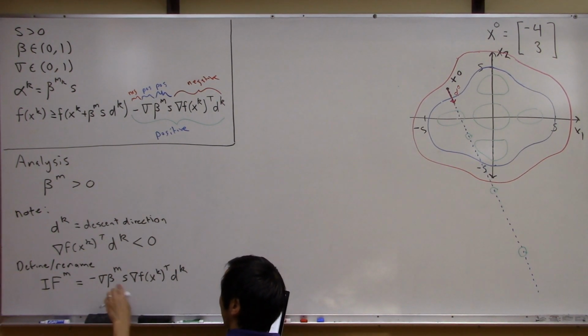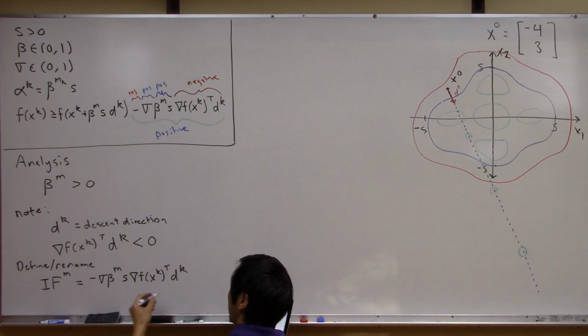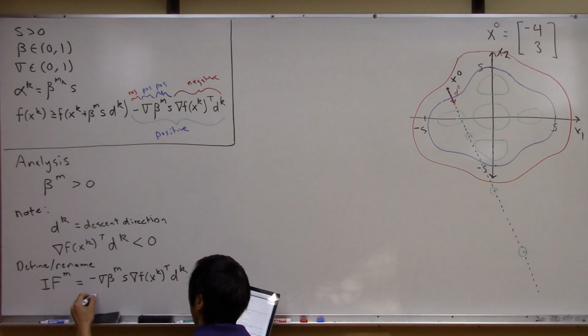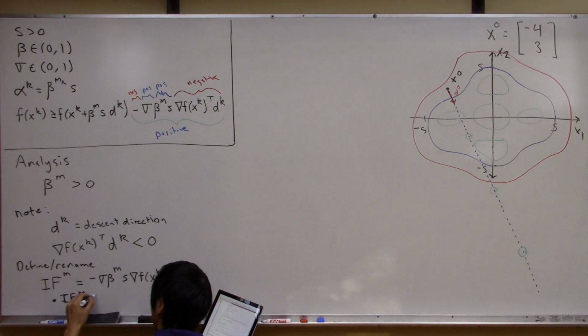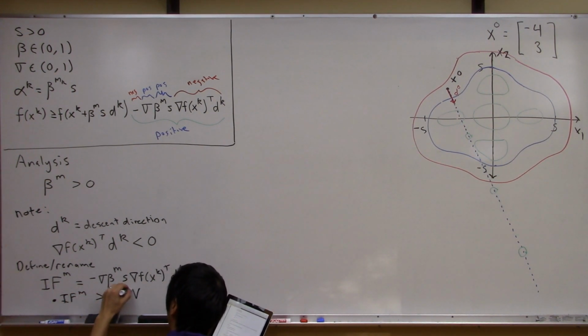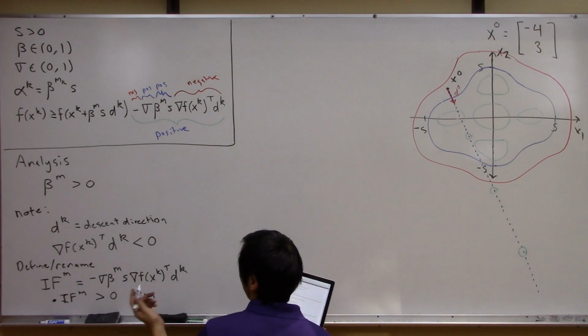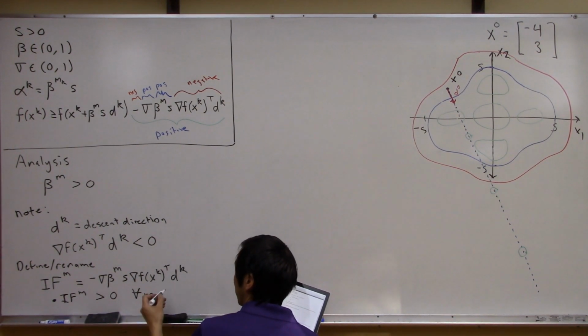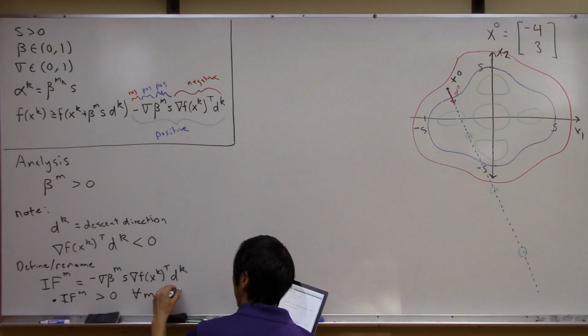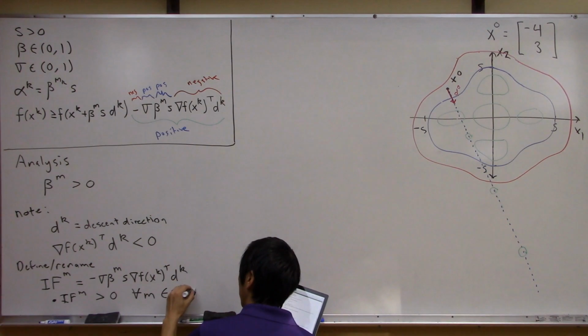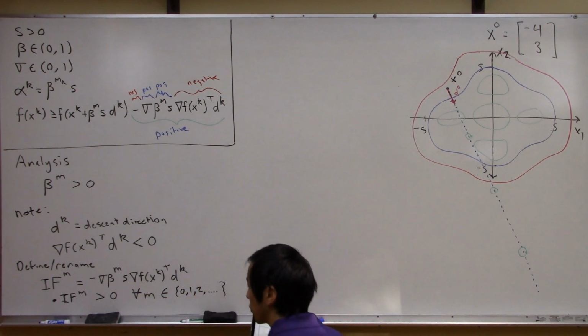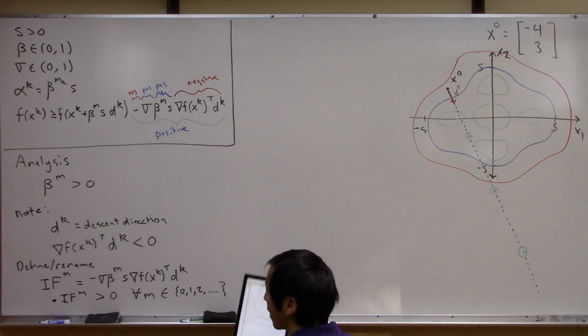What's interesting is, stare at this thing long enough. We just showed that this must be positive. So let's make a note here, a couple of bullets. The improvement factor of m is strictly positive for all values of m, or rather, for all m that we're considering. The ones that are in the positive integers, or I guess we should say non-negative integers, where m is in 0, 1, 2, and so on. So the improvement factor has to be positive.